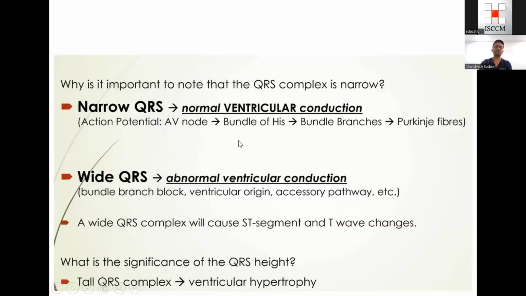But if the QRS complex is wide, it can tell us about abnormal ventricular conduction. A wide QRS complex will cause ST segment and T wave changes also. So sometimes a wide QRS complex rhythm disturbance will confuse us with MI. What is the significance of the QRS height? A tall QRS complex means it takes a lot of time for the action potential to travel through the ventricular muscles, and that's why it can tell us about ventricular hypertrophy.